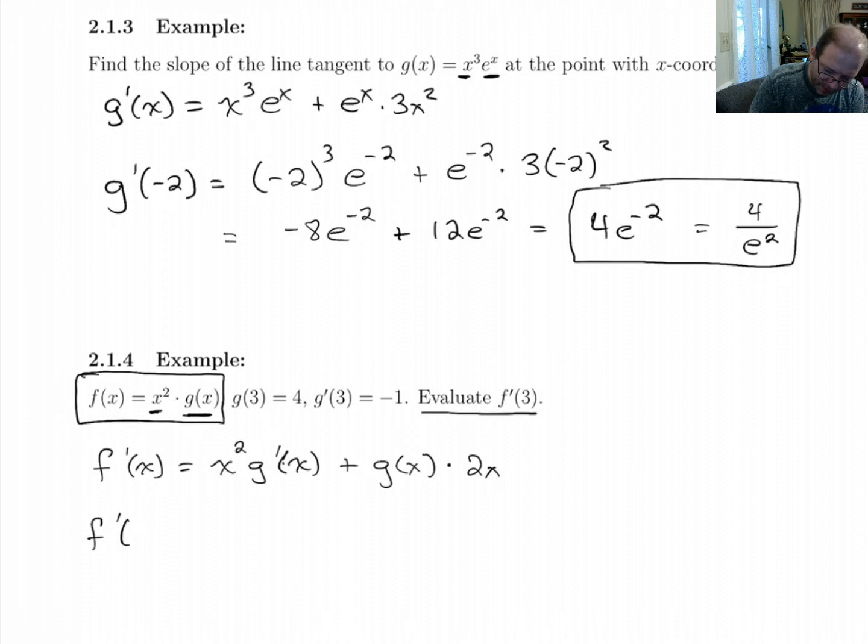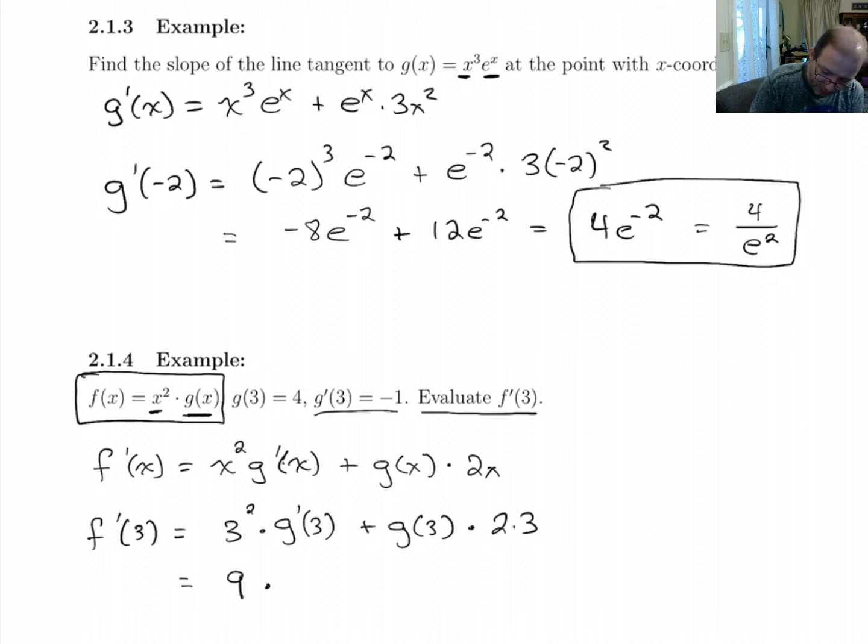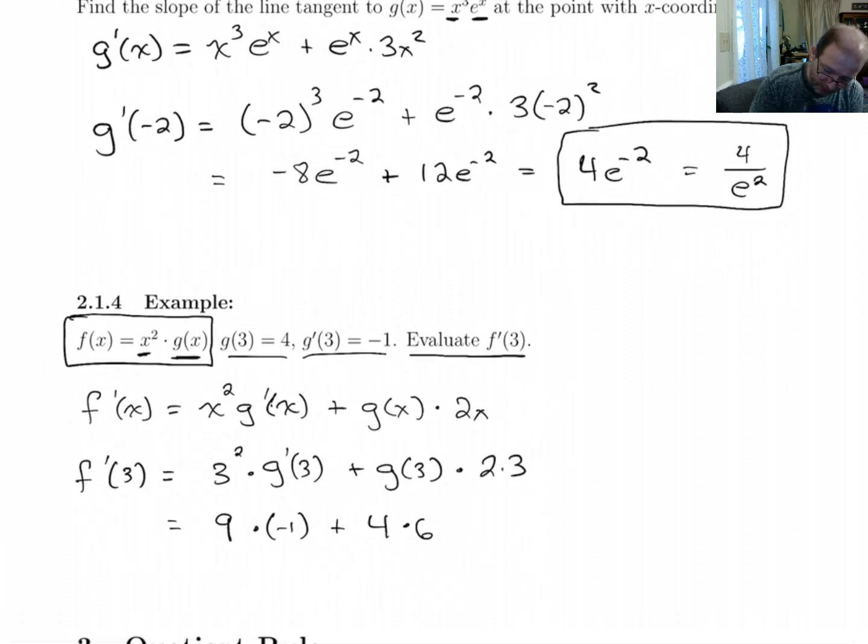So f prime of 3 gives me 3 squared times g prime of 3 plus g of 3 times 2 times 3. So this could be 9. G prime of 3 is -1 from up here. And then g of 3 is 4, multiplied by 6. So this is -9 plus 24, which would be 15.